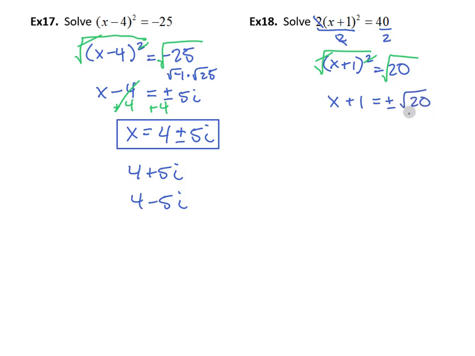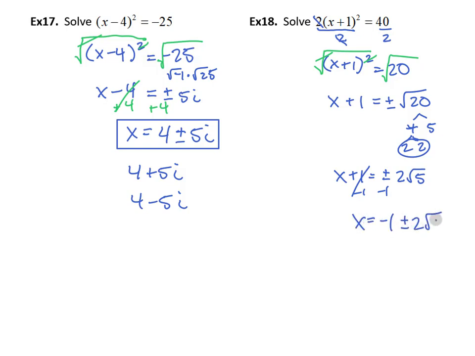So we're not quite done. Obviously, we're going to need to move that 1 over, but we also need to try to simplify our radical. So that's 4 times 5. That's 2 times 2. So we're going to get a 2 outside of our radical and a 5 left inside. No i necessary this time. And lastly, we need to move our 1 over. So subtract 1 over, and we get negative 1 plus or minus 2 times the square root of 5.